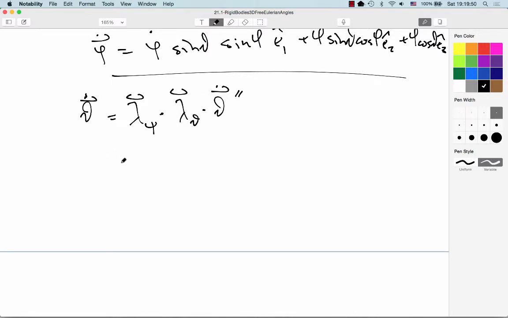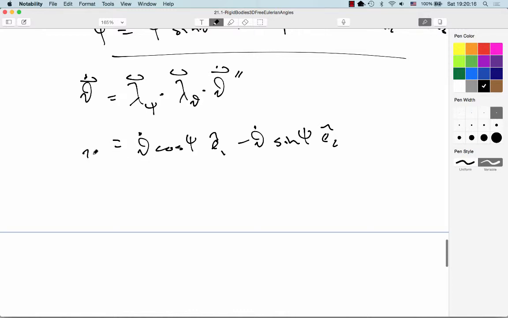So you go ahead and do the matrix multiplies, and you will get theta dot cos psi E1 hat minus theta dot sine psi E2 hat. Whew. And then finally, the easiest one is psi dot. That just equals psi dot E3.